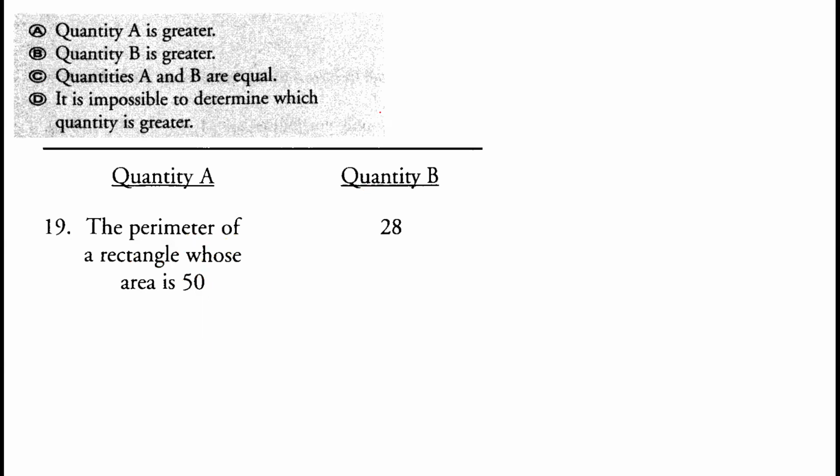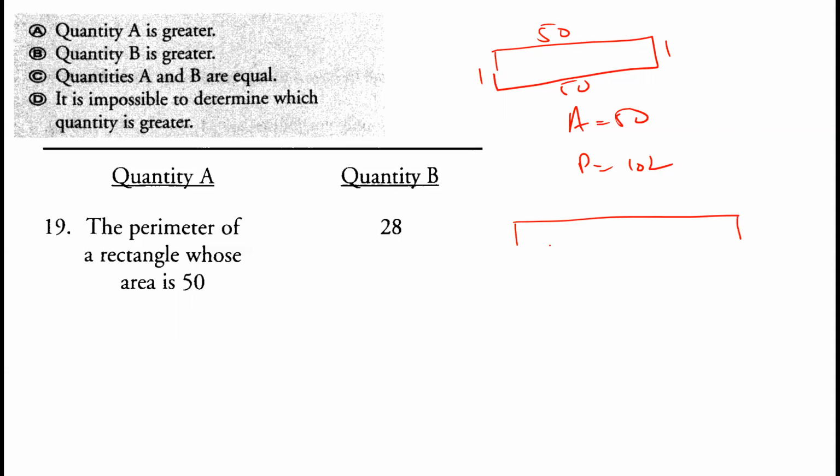Now we can have as big a perimeter as we like. For example, we can have one side as 50, the other side as 1. So the area is 50 and the perimeter would be 50, 50, 1 and 1, so the perimeter would be 102. We can also have a situation where one side is 100 and the other side is 0.5. So the area is 100 into 0.5 is 50, but the perimeter would be 100 plus 100 plus 0.5 plus 0.5, that is 201. So the perimeter can be 102, it can be 201.